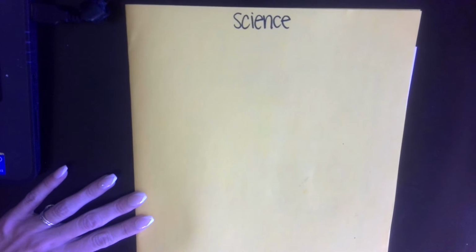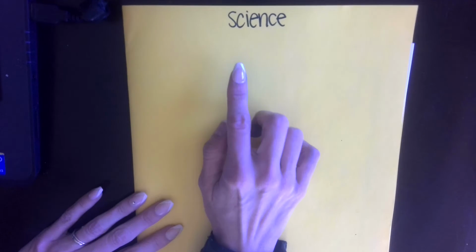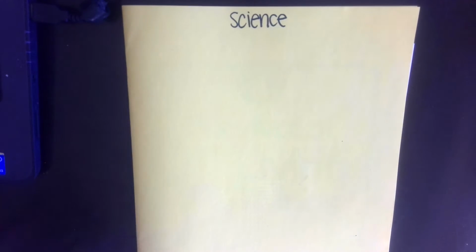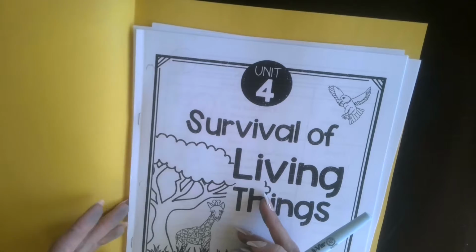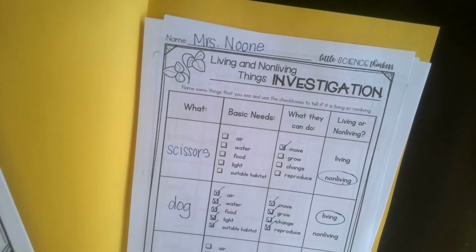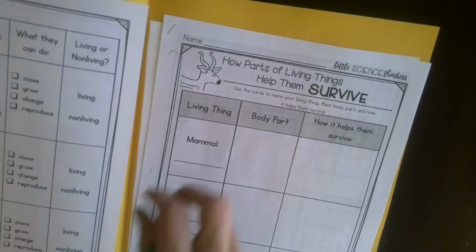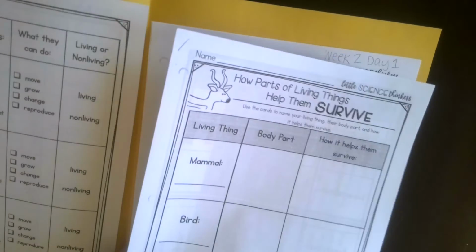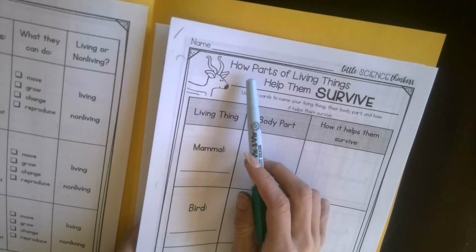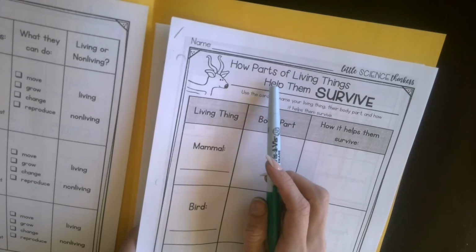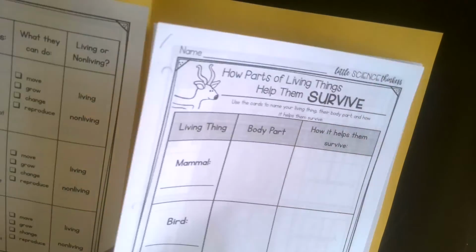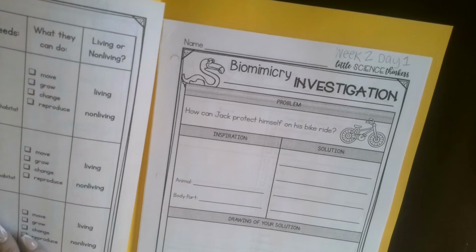All right, friends, so here is the science assignment that we're going to do for today. I want you guys to get out your yellow science folder, and inside the folder, you should have your book that I said we were going to use every day. So you can go ahead and get that out because we're going to use it. And you're going to use the paper that on the front has the picture of the deer and says how parts of living things help them survive. Okay, so those are the two things that you're going to need out of your science folder.